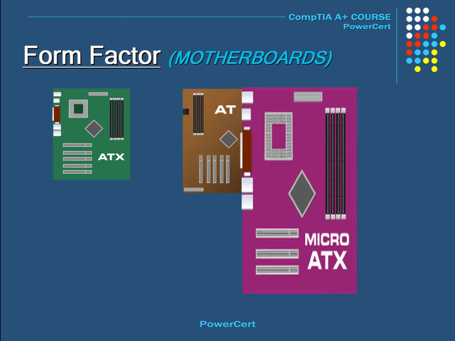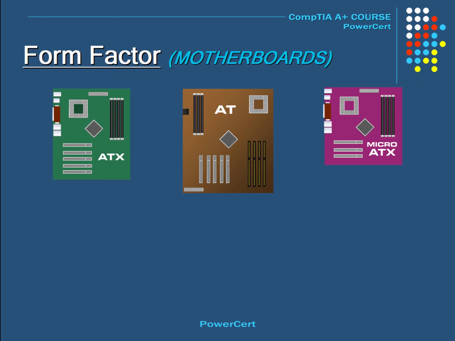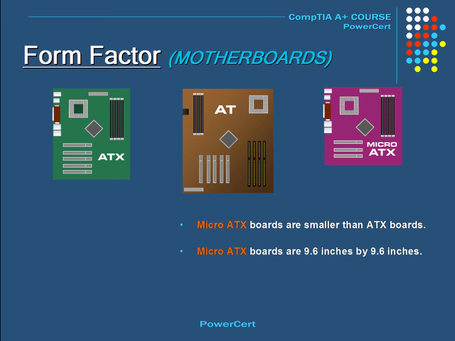Another version of the ATX motherboard is the Micro ATX. Micro ATX motherboards are smaller than ATX boards, as its name suggests. Micro ATX boards are 9.6 inches by 9.6 inches, so it's a square design compared to the standard rectangular design of the ATX. They are cheaper than ATX boards and were designed to fit in smaller computer cases. They also have fewer features and consume less power than a standard ATX board.